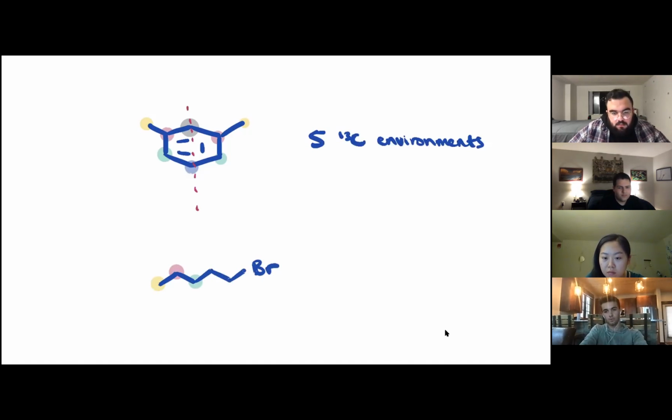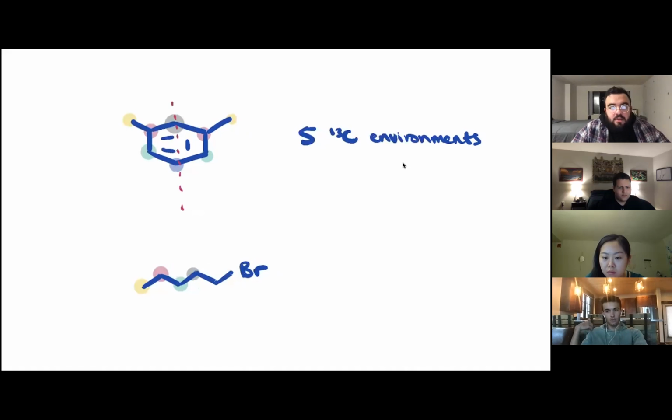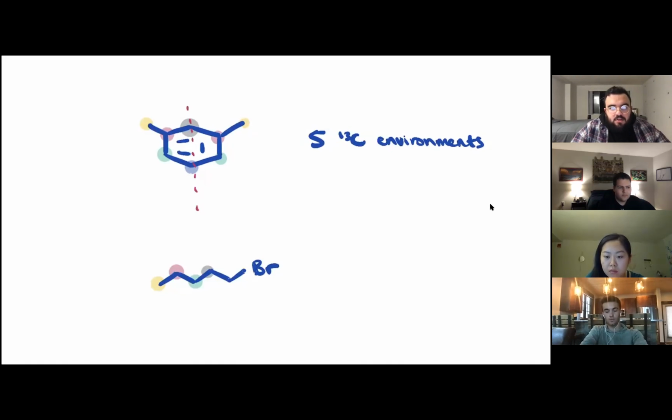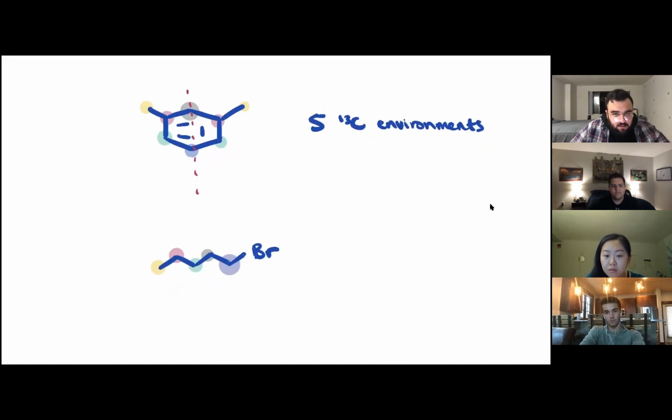Oh, sorry, it's kind of lagging here. But you could tell that these are going to be 5 different environments because each of those carbon peaks is progressively getting closer and closer to that bromine that you see there. Okay, so here we see that there's another 5 carbon-13 environments.